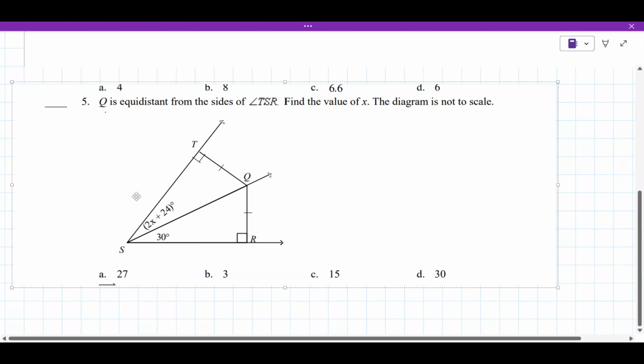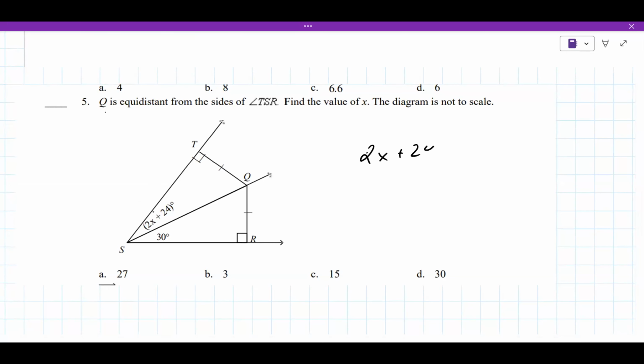It is very, very reasonable at this point in the course to assume things like this equals this. It is so reasonable, and you should do that. You shouldn't be afraid to do that. It's your final. They're not testing really specific knowledge. They're testing general knowledge. So in this problem, you have to set 2x plus 24 equal to 30.